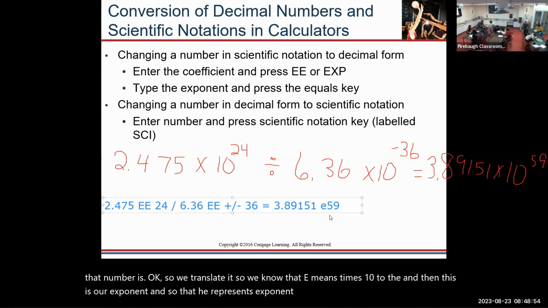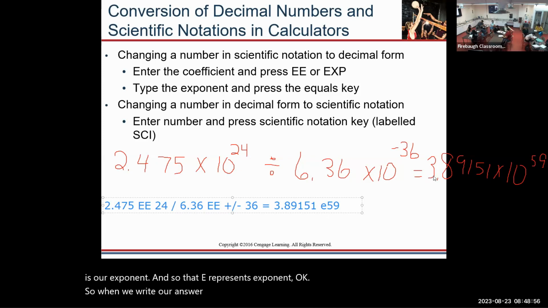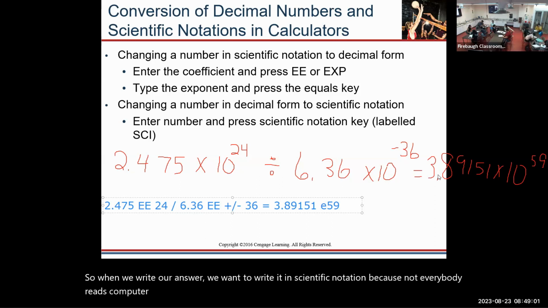Okay? So when we write our answer, we want to write it in scientific notation because not everybody reads computer language or calculator language. Okay, good.